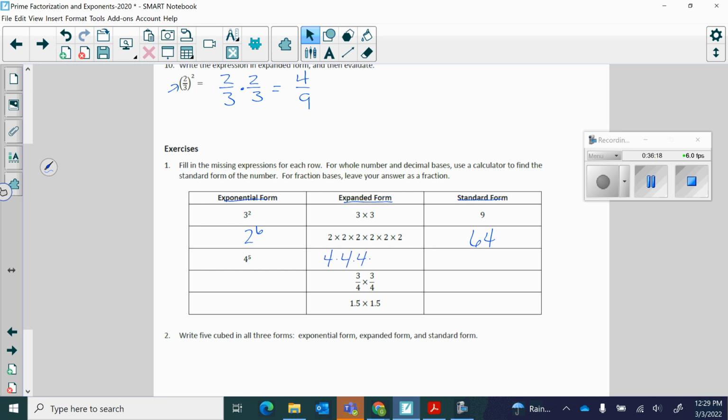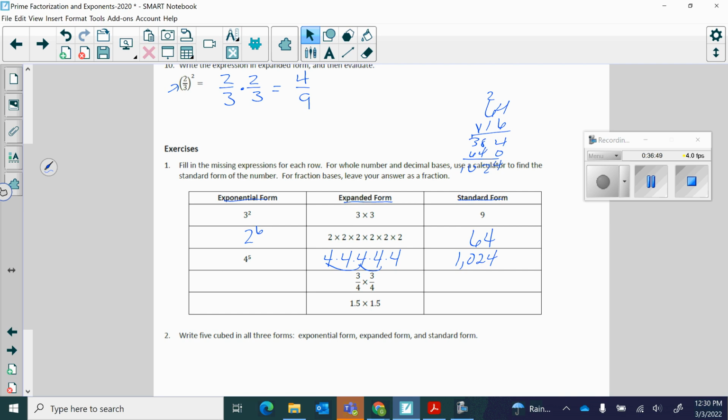4 to the 5th power, we rewrite that one. 4 times 4 times 4 times 4 times 4. The easy way to do this is 16, 16, and 4, or you could do 64 times 16. I will probably do 64 times 16, just to make it easier. That gives us 1,024.